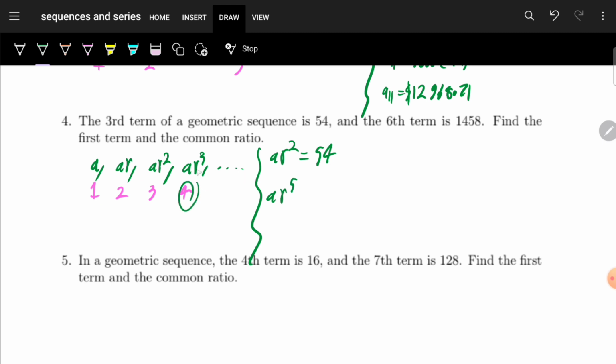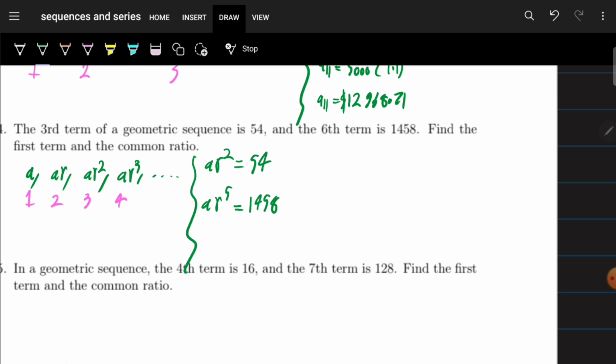The fourth term is ar to the 3, 1 less. So the sixth term will be ar to the 5, 1 less than 6. And that's equal to 1458. Okay, we have two variables. We don't know a, we don't know r, but we also have two equations. So we can solve for both a and r.